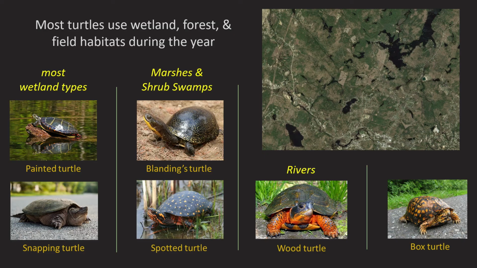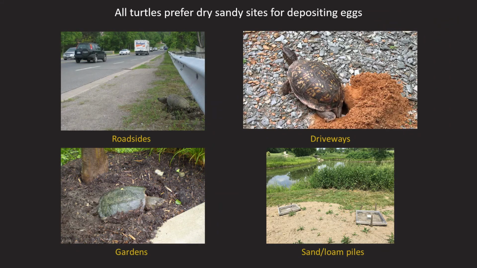Wood turtles are associated with rivers and streams, and although uncommon, box turtles can occur in a wide variety of forested and field habitats because they are primarily terrestrial and don't require wetlands. All of the turtles prefer to lay their eggs in dry, sandy soil, such as occurs along roadsides, driveways, and gardens, and they may nest over a half a mile away from water.